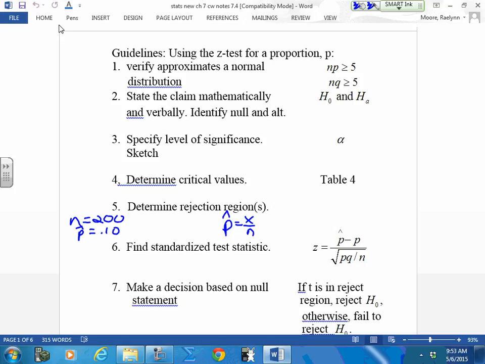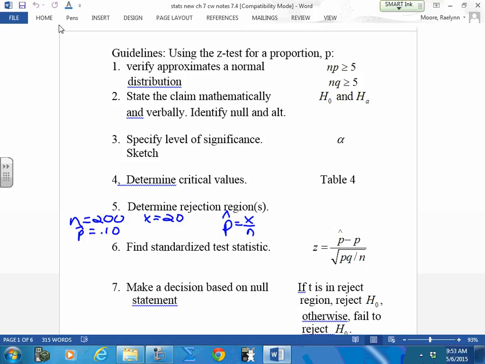Now, if you're going to use your calculator, it needs an x. So you take 10% of 200. Make sure you don't put a decimal in there. You can't have a partial person. So round, and you use your rules of rounding, up or down the way they work. So your answer may be a little bit off from the calculator.